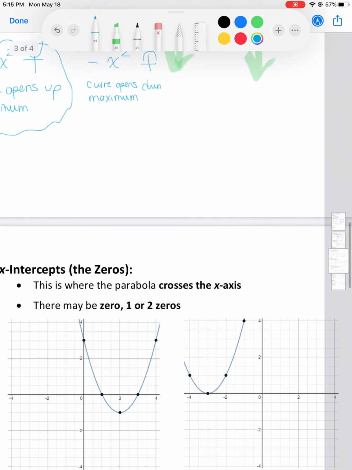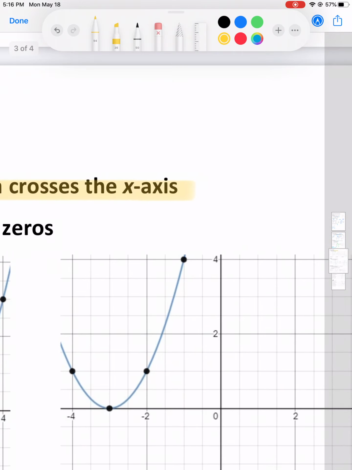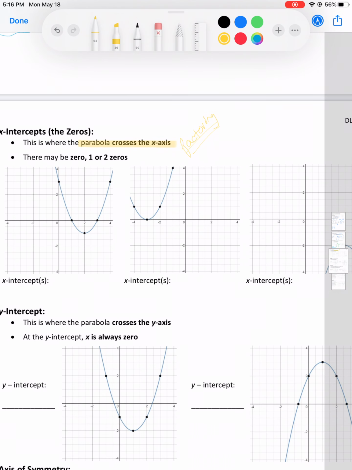Okay, the x-intercepts, the zeros. This is where the parabola crosses the x-axis. So there could be 0, 1, or 2. That's it. So, how do we figure this out? By factoring. Okay, so when we factor, which I've taught you guys how to do, this is what we find is our x-intercepts. And again, when we do word problems, you're going to see why we do this.